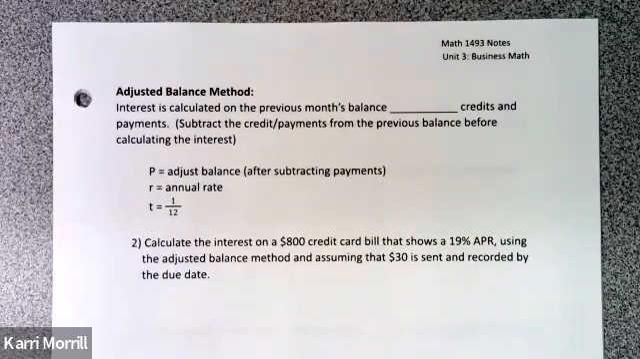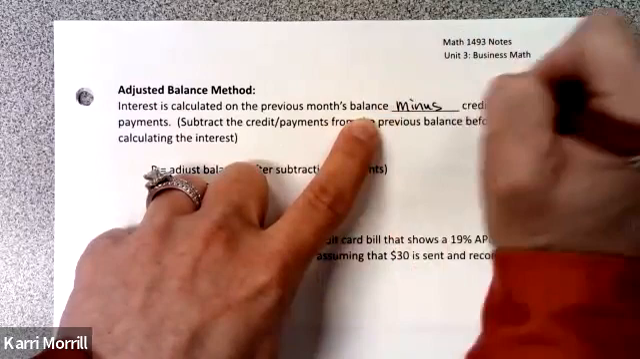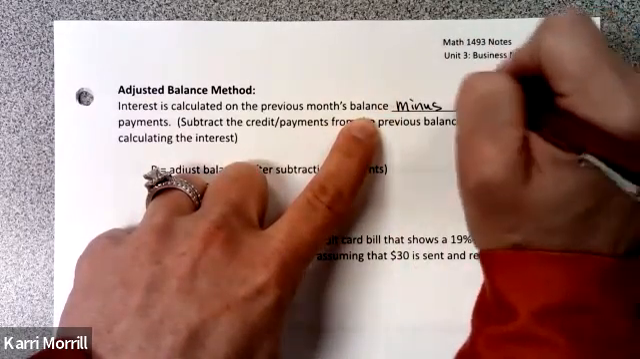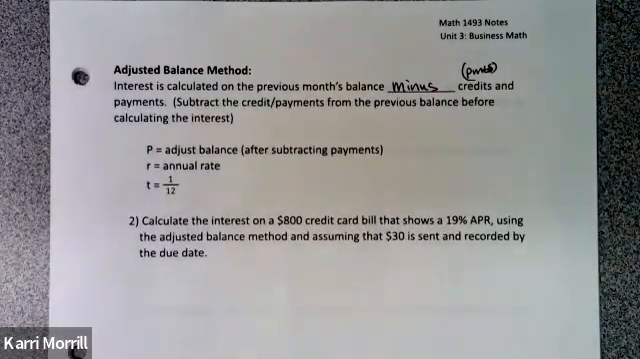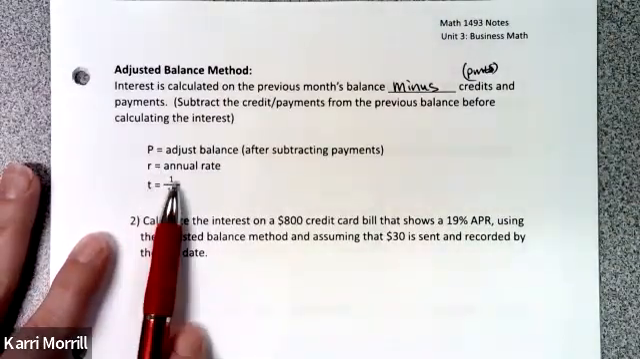So adjusted balance is just that. You're going to adjust it by subtracting a payment. It says interest is calculated on the previous month's balance minus credits or any payments that are made. Credits you could think of as payments that you make. So we would subtract that payment from the previous balance before calculating the interest. That's going to change what we use for our P value, our principal value, but everything else would be the same. We're still going to use our time as 1 out of 12.